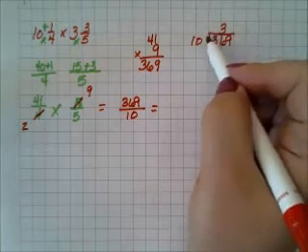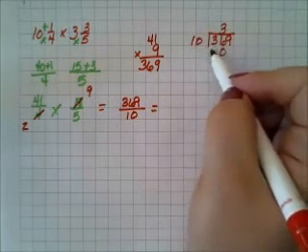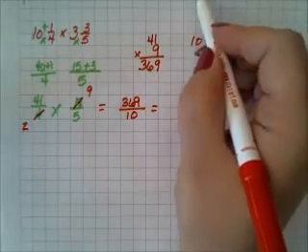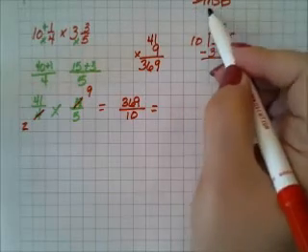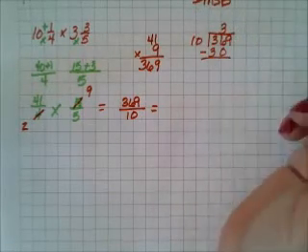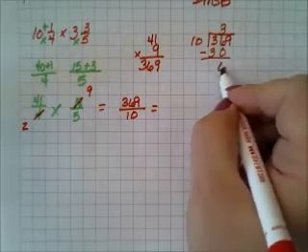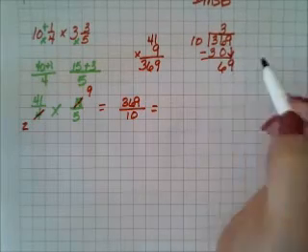3 times 0 is 0. 3 times 1 is 3. Okay, now we subtract. Remember our DMSB loop: divide, multiply, subtract, bring down. So now 6 minus 0 is 6. 3 minus 3 is 0. Now we're going to bring down our 9.